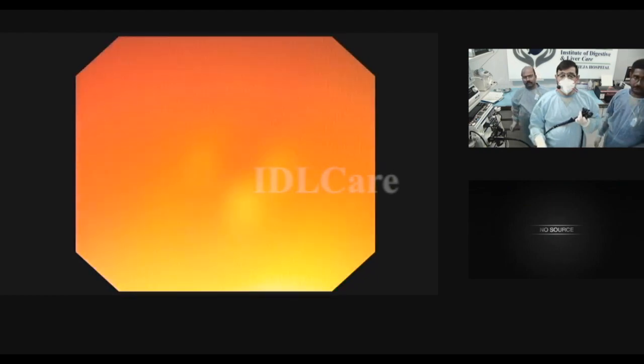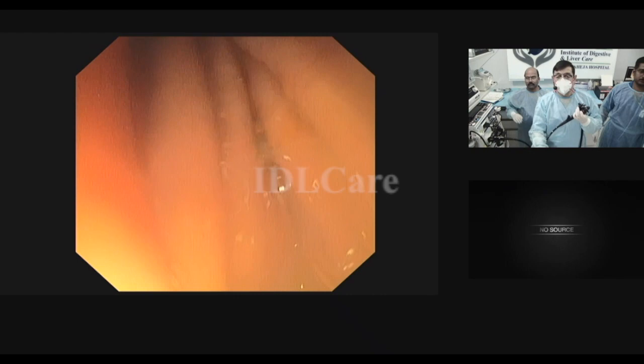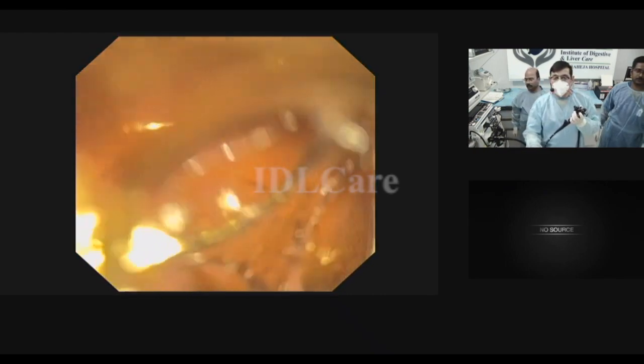Now this looks a little okay. So we go in. Still the air is not sufficient. Something is blocking the scope, which happens sometimes. So we'll go into the duodenum. I am in the duodenum now.